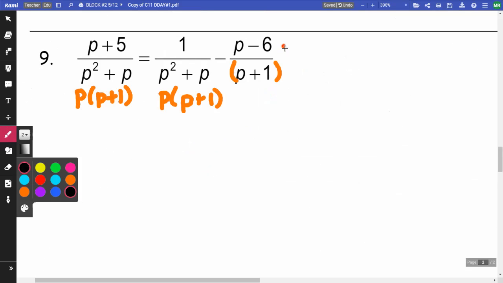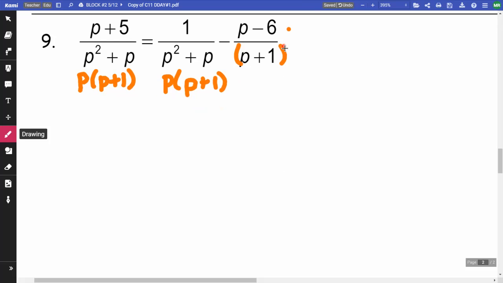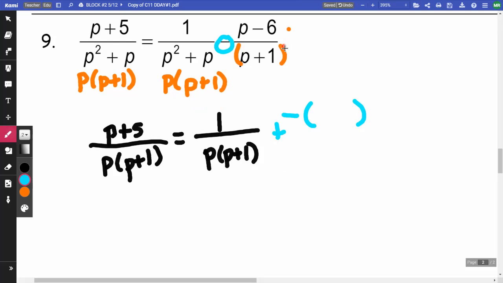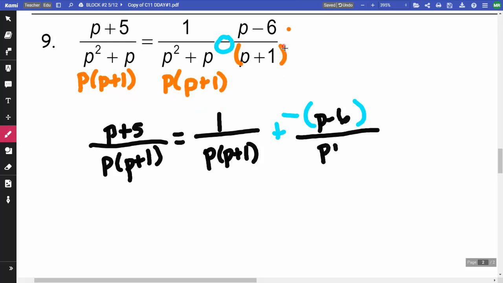So let me just rewrite this. I am going to take my p plus 5 over p times p plus 1, and I'm going to multiply that by something here in a second. And my 1 over p times p plus 1. And then that minus here, I'm going to change it to plus a negative, and that's going to be a p minus 6 over p plus 1.